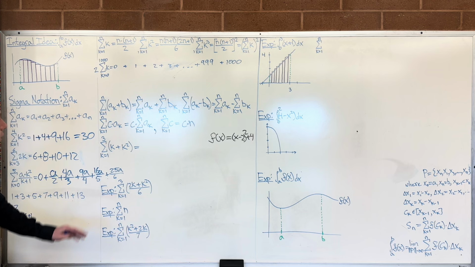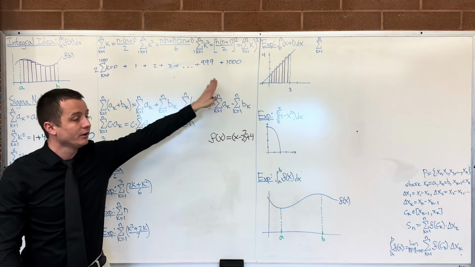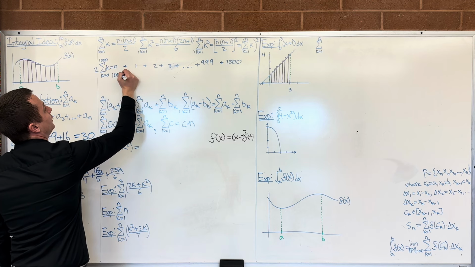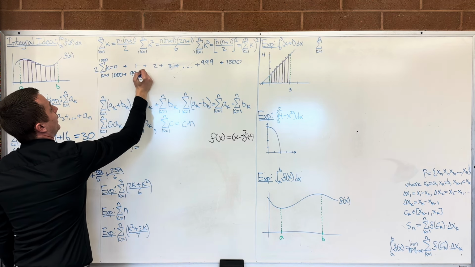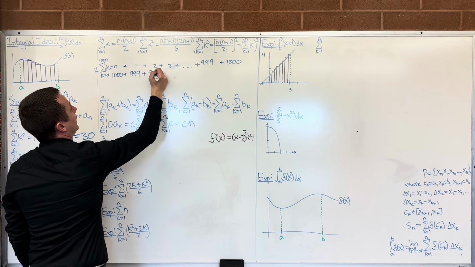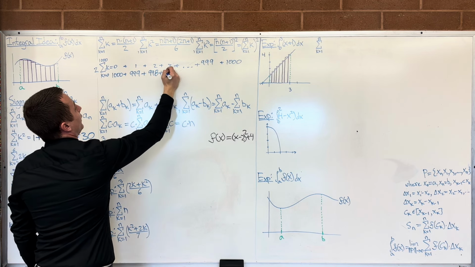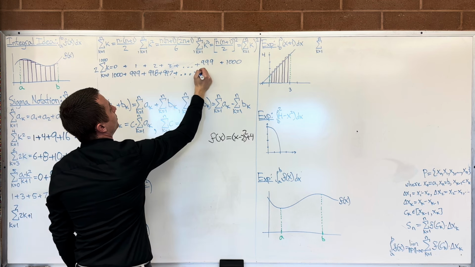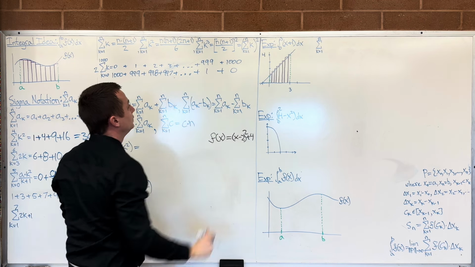So now, since we have 2 of them, I have this sum again. So I'm going to write it out again, just in reverse order. I'm going to write my 1,000 right here, plus my 999 right here, plus my 998 right here, plus my 997 right here, plus dot dot dot plus 1 plus 0. You see it?